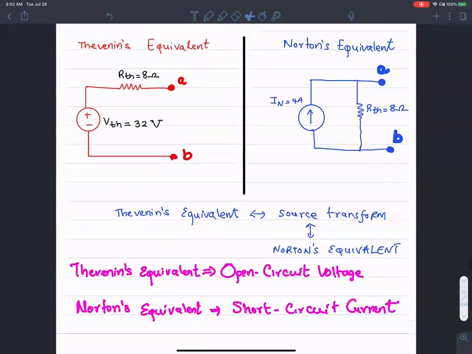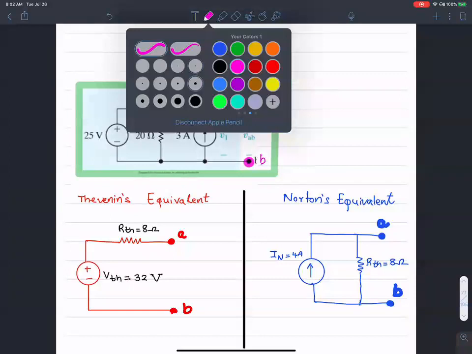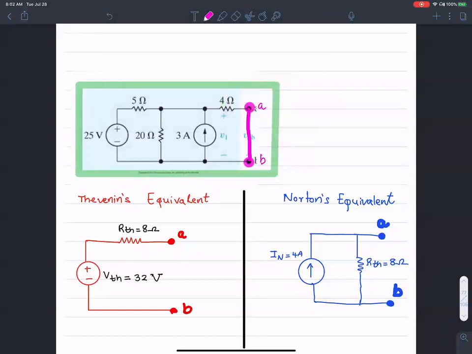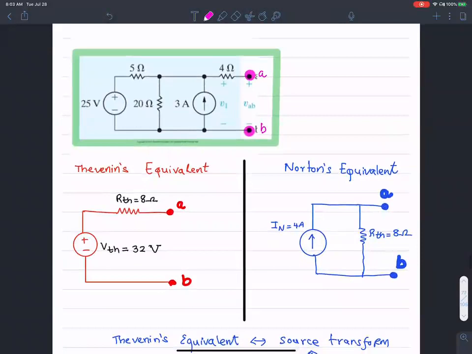But when you're calculating the Thevenin's equivalent, you open circuit the terminals A and B. While you're calculating the Norton's equivalent, you want to short circuit those two terminals and find the current. So Norton's equivalent, you find the current by short circuiting the terminals. Thevenin's equivalent, you find it by open circuiting these two terminals and looking at the voltage between them. That's all we did in the last class.